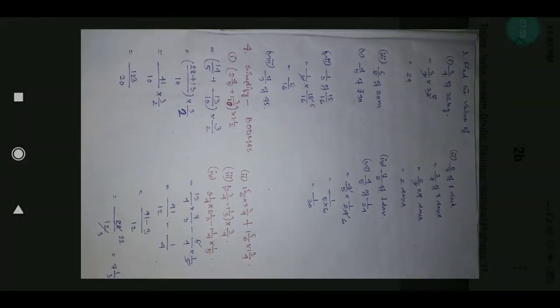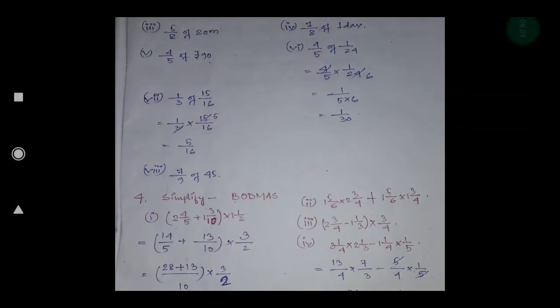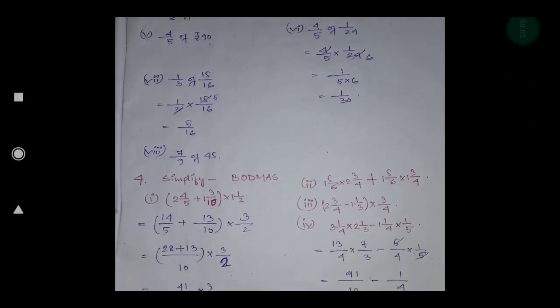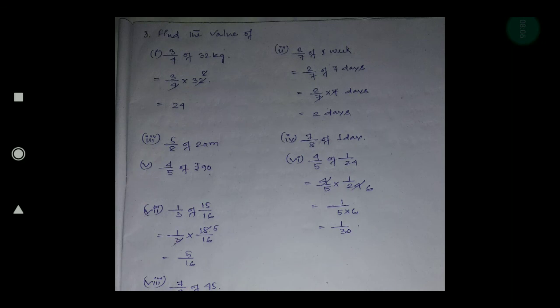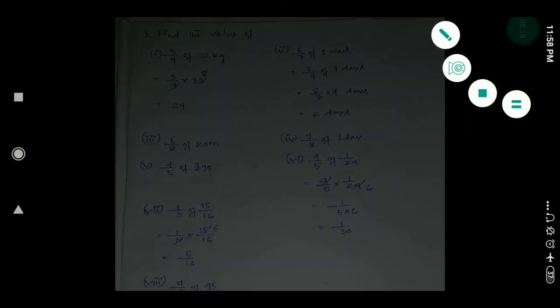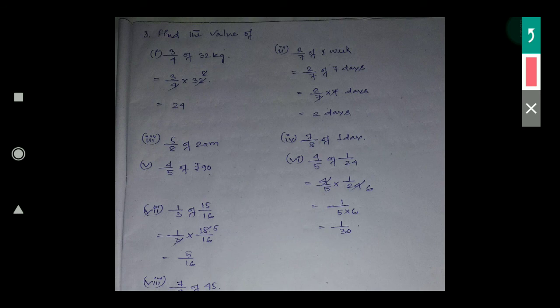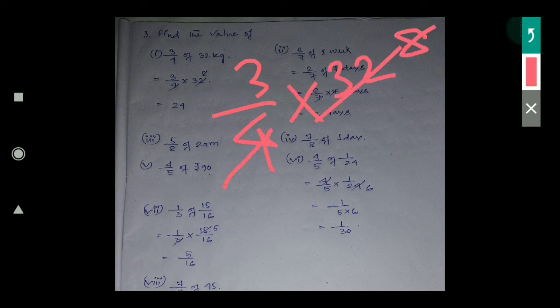Okay, so see here, you just have to remember the full form of Bodmas. Bodmas means bracket, of, division, multiplication, addition, subtraction. Okay, so what does of mean? Of means multiplication only. So here see, 3 by 4 of 32 kg, that means 3 by 4 into 32. 4 8s are 32. So 3 8s are 24, that means 24 kg.